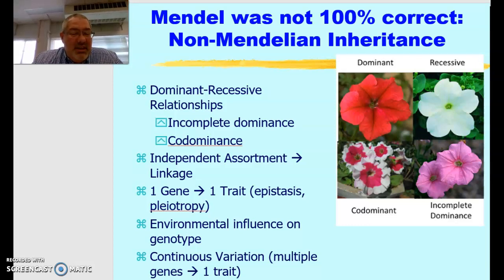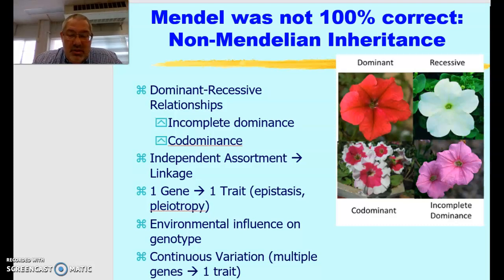In some cases, there is not complete dominance. In some conditions, both alleles are expressed, and that's called codominance. And in some cases, you do have blending. That's referred to as incomplete dominance. Gene linkage, which is the next slide, doesn't really support the concept of independent assortment. And we'll talk about that in the next slide.